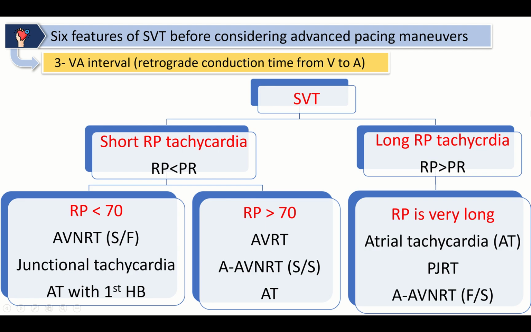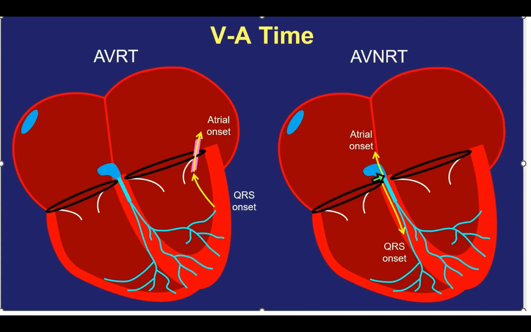If it's long RP tachycardia, we have a differential diagnosis. The most common scenario is atrial tachycardia. However, still PJRT, an atypical accessory pathway, may be an option, or atypical AVNRT fast-slow.